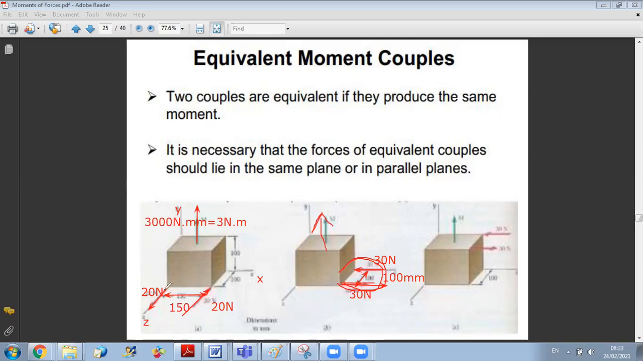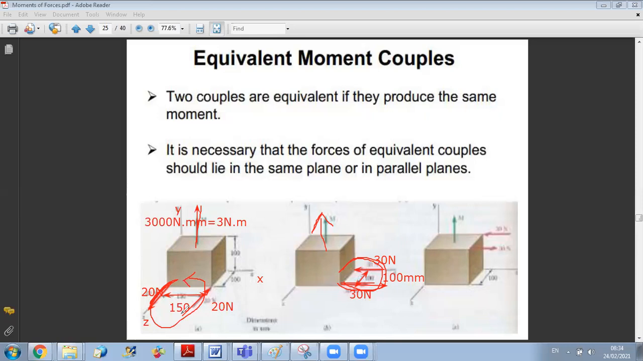Take your right hand, put your four fingers along this force, and your face, the face of your hand, looking at the second force, and curl your hand. Also, your thumb will point up. Okay? So here I have completely different conditions, different magnitude of forces, different direction of forces, different distance between the forces, but in total, when I did the couple, I obtained the same couple.